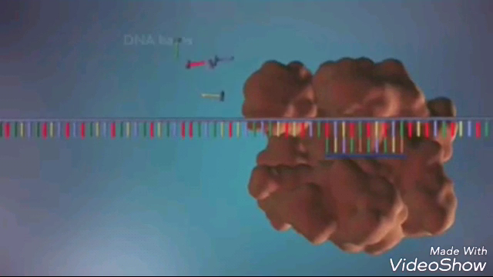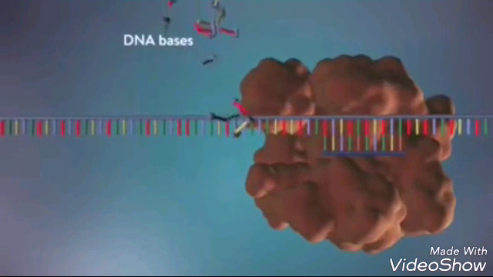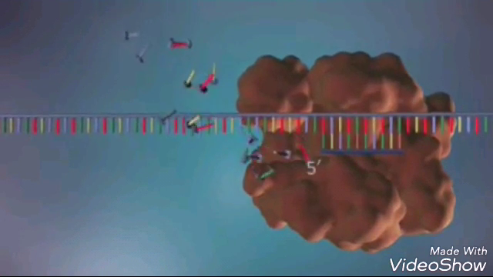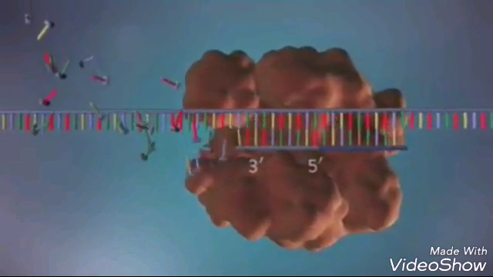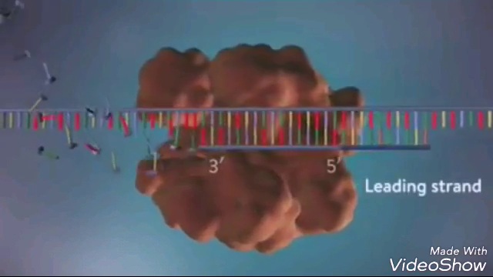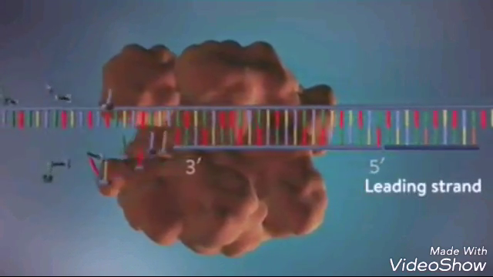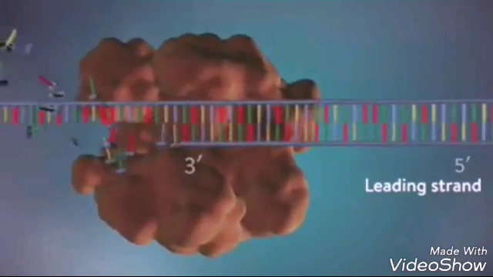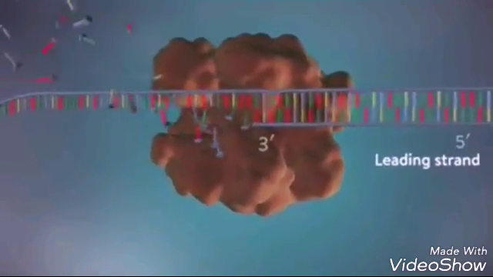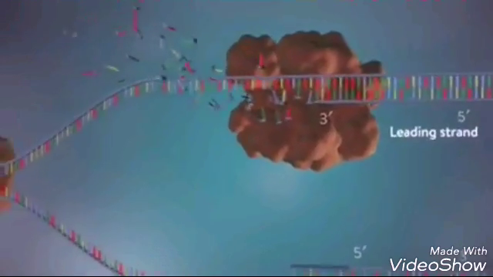DNA polymerase can only add DNA bases in one direction, from the primer to the 3' end. One of the new strands of DNA, the leading strand, is made continuously, with the DNA polymerase adding bases one by one in the 5' to 3' direction.